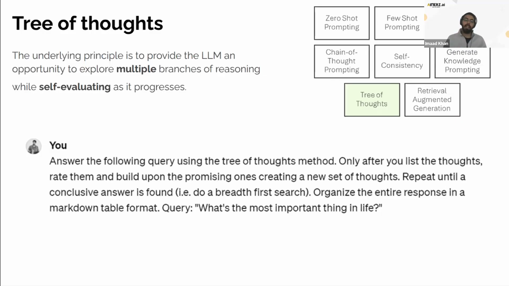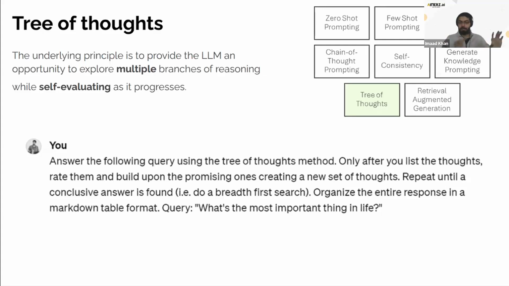So if you see an example that I had actually asked this LLM system about: answer the following query using the tree of thought methods. Only after you list the thoughts, rate them and build upon the promising ones, creating a new set of thoughts. Repeat until a conclusive answer is found. That is, do a breadth first search. Organize the entire response in a markdown table format. That is my instruction. And now my input. Query: what is the most important thing in life?